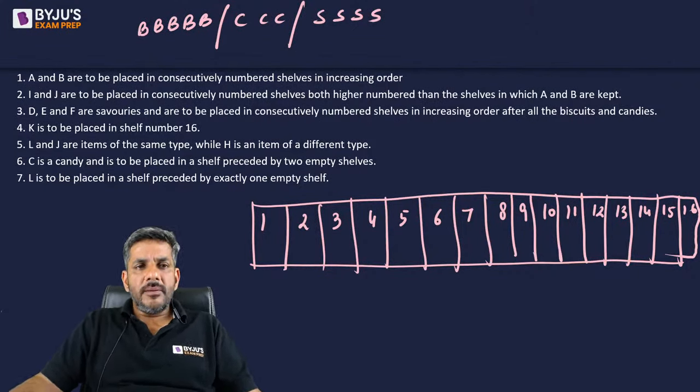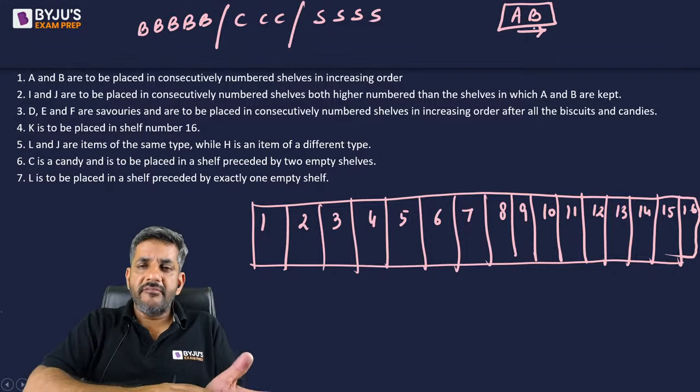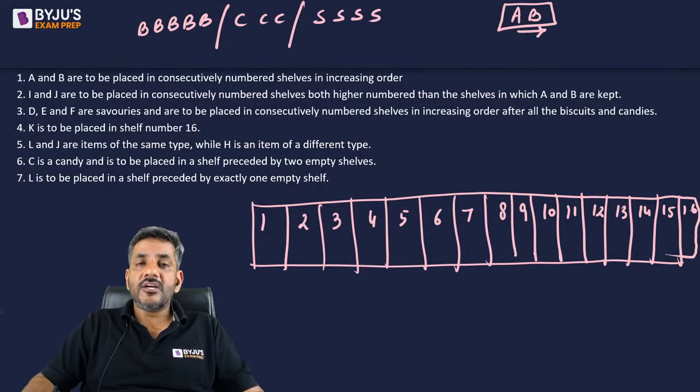A and B are to be placed in consecutively numbered shelves in increasing order, right? So I'm just writing it here that A and B are to be put together and in increasing order. That means, of course, B will come after A and they are to be put in consecutive shelves.